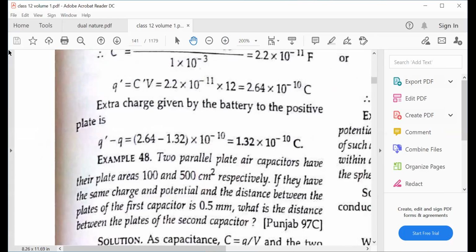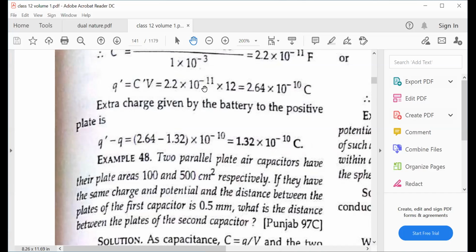Question number 48. Please take it. So I'll read the question. You can check it. Two parallel plate air capacitors have plate areas given. Area of the first plate is 100, area of the second plate is 500 centimeters square. If they have the same charge and potential, and the distance between the plates of the first capacitor is 0.5 mm, what is the distance between the plates of the second capacitor?